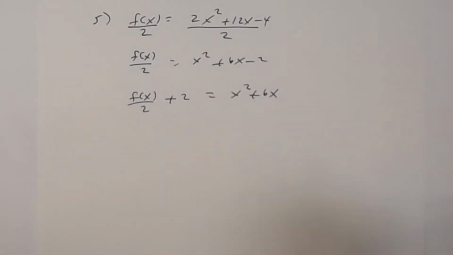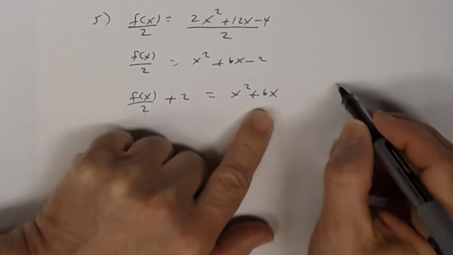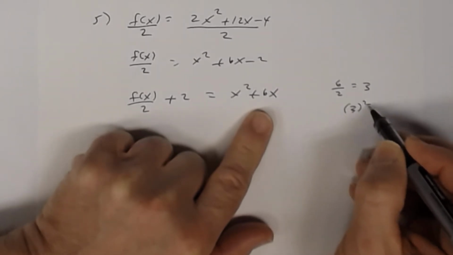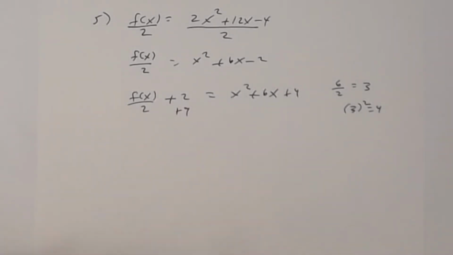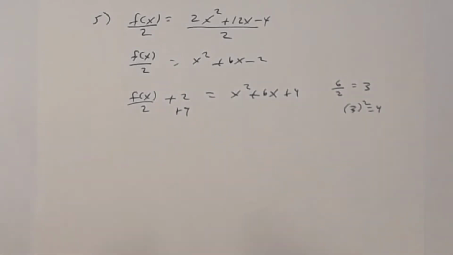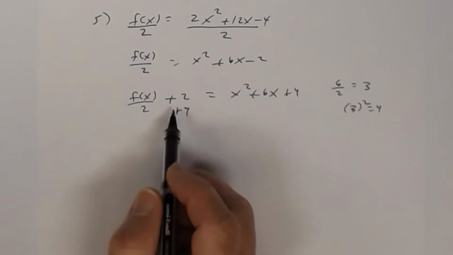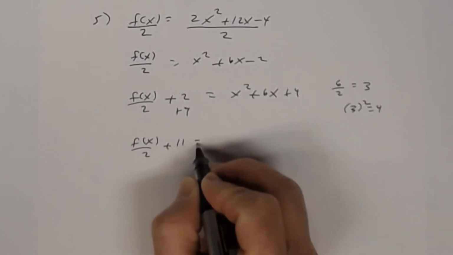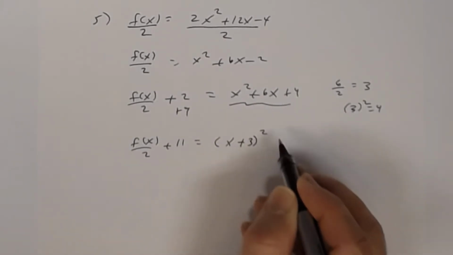The coefficient of x squared is now 1. So take half the coefficient of 6, which is 3, and you square it, and you get 9, and that's what you add to both sides. Now let's combine like terms. I can add 2 and 9 together, and so I get f of x divided by 2 plus 11 equal, and this should now be a perfect square trinomial, so it'll be x plus 3 squared.